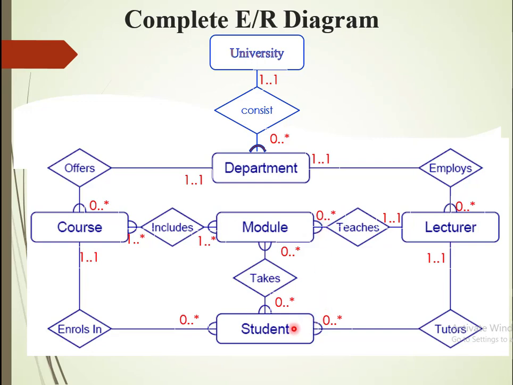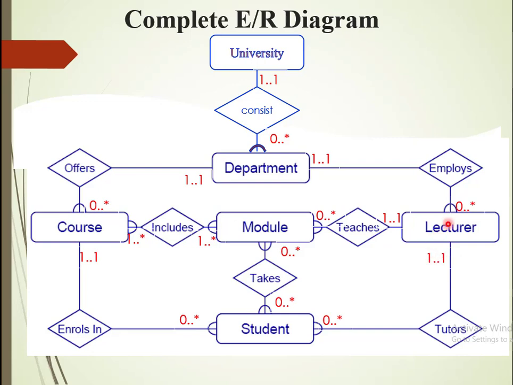Then let's look at the relationship between the student and the lecturer. We are told that a lecturer can tutor. The lecturer may not be tutoring any student, or may be tutoring one student, or may be tutoring a group of students. That's what is being denoted here. However, every student is tutored by a particular lecturer. A group has been assigned a particular lecturer, and another group has been assigned another lecturer. So that's why we're saying that every student will be tutored by only a given lecturer.